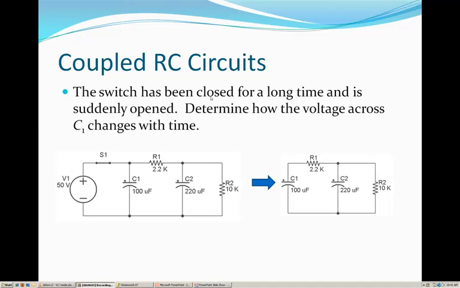Now we're going to take a look at the free response of a coupled RC circuit. So here, the switch in this combined circuit, where we have two capacitors and two resistive elements, has been closed for a long time, and all of a sudden we're going to open that switch, and we're going to determine how the potential across C1 changes as a function of time.